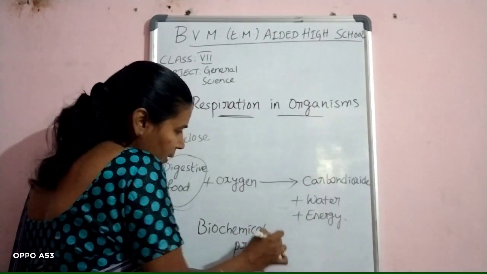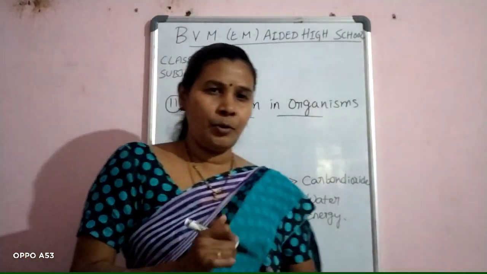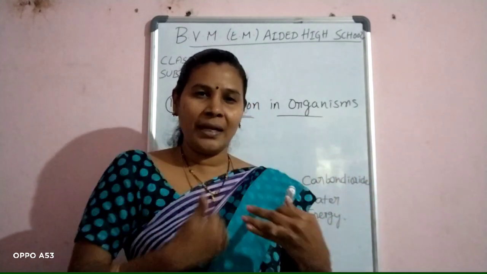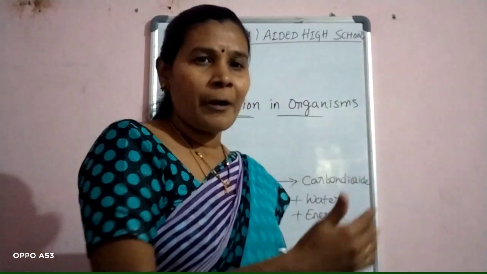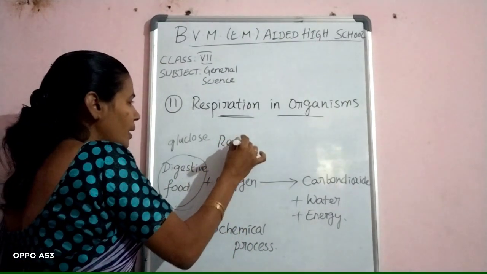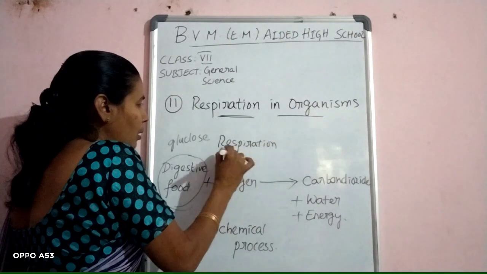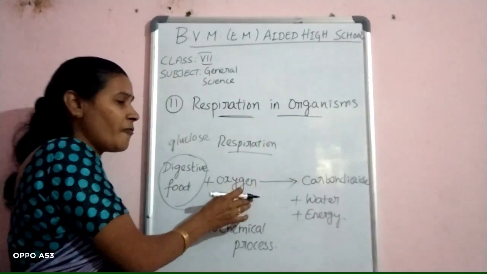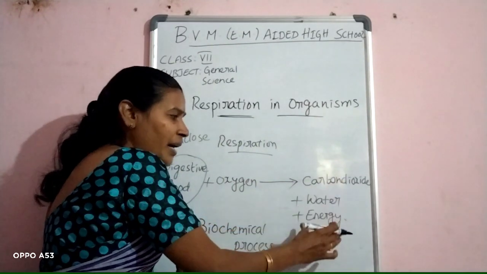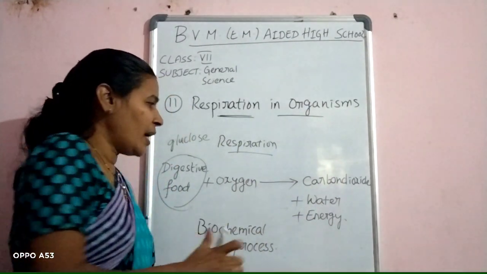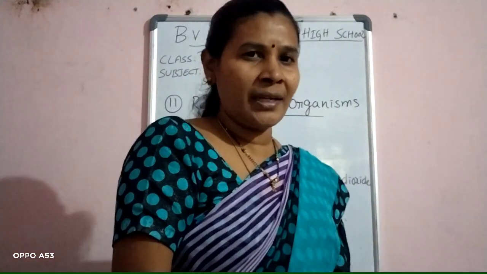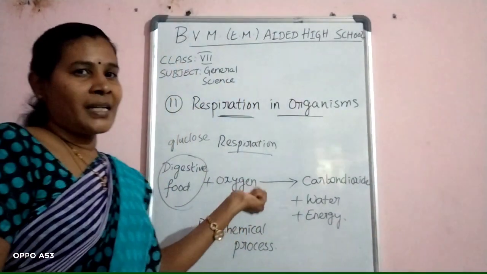But breathing is something we do physically. That means air goes inside and outside. Simply air goes inside and outside. That process is called breathing. But respiration means taking food in the presence of oxygen and converting it into carbon dioxide and water, and releasing energy. With the help of this energy only we do many tasks. Understood, children? This process is called respiration.